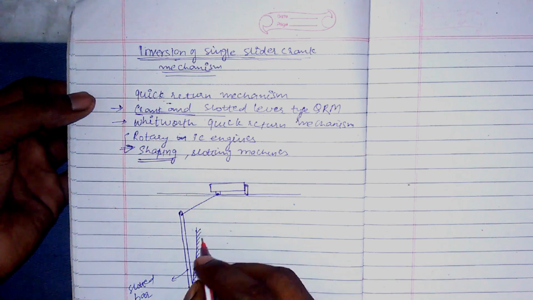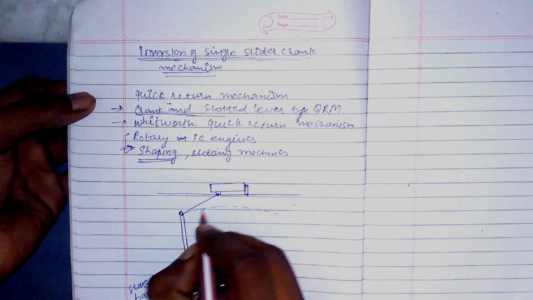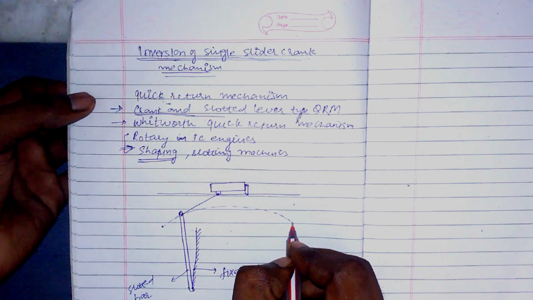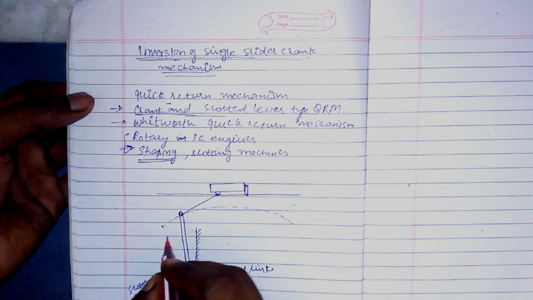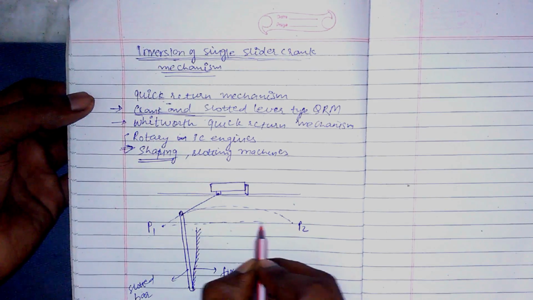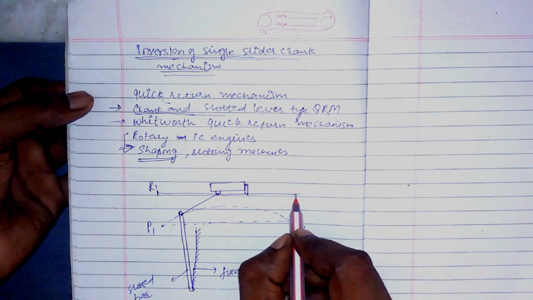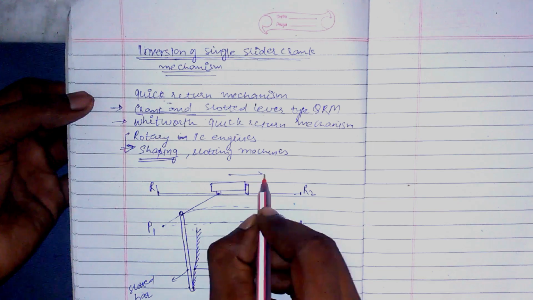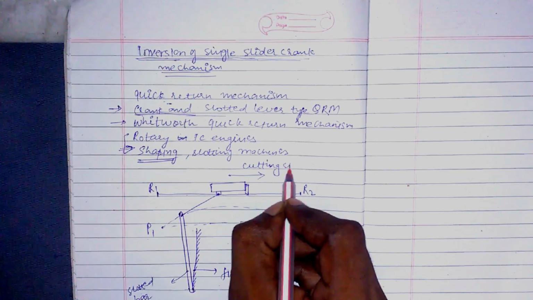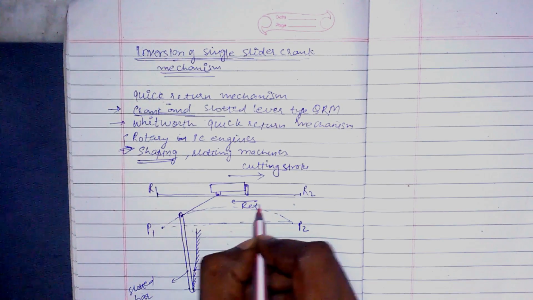Now what happens, when it moves forward, then it traces this path, and when it moves backward, then it will trace this path. So these are the maximum and minimum positions of this slotted bar, say P1 and P2. This is its stroke length, R1 and the maximum R2. When it moves forward, it is used for cutting, or say cutting stroke, and when it moves backward, it is called the return stroke.